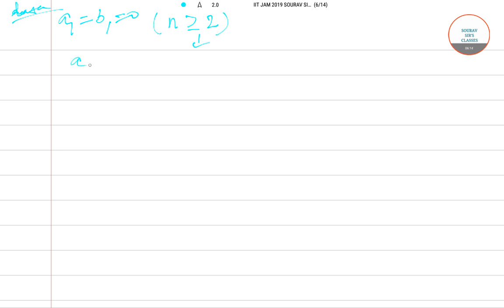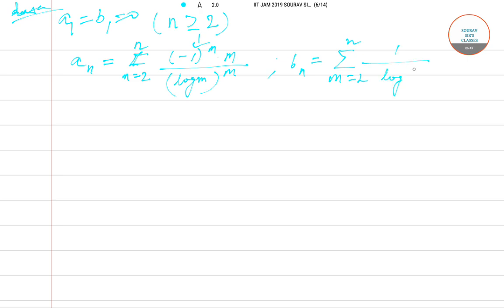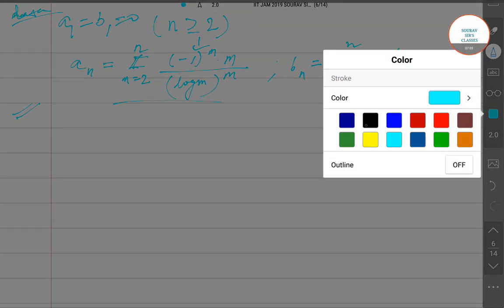Firstly, we have a of n, which is equal to the summation of m from 2 to n of (minus 1) to the power m into m divided by (log of m) whole to the power m, and b of n is given to be the summation of m from 2 to n of (1 upon log of m) whole to the power n. Okay, so we have already written all the data which is provided here. Now we will be solving this question.